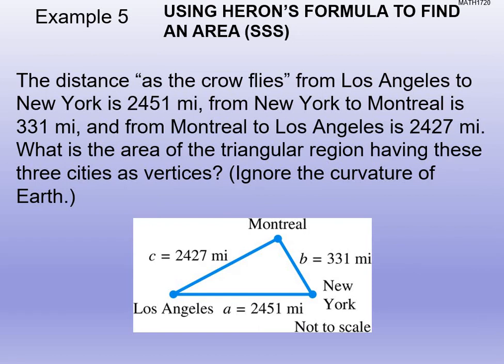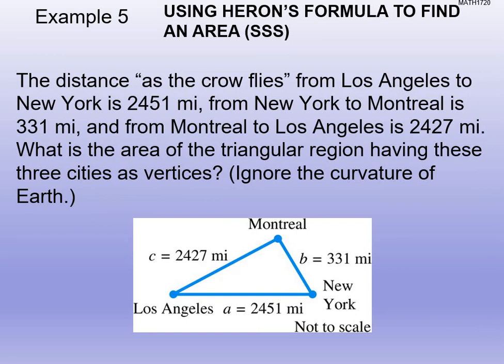Now, the distance as the crow flies means in a straight line. With cars, we have to take certain routes and can't drive straight from city to city because the road curves and bends. So we apply everything as the crow flies, as a straight line. From LA to New York is 2,451 miles. From New York to Montreal is 331 miles, and from Montreal to LA is 2,427. What is the area of the triangular region having these three cities as vertices?